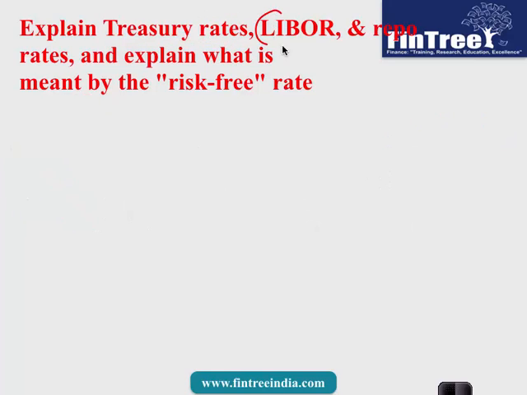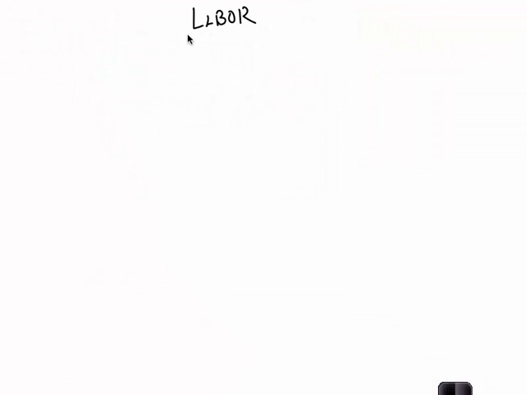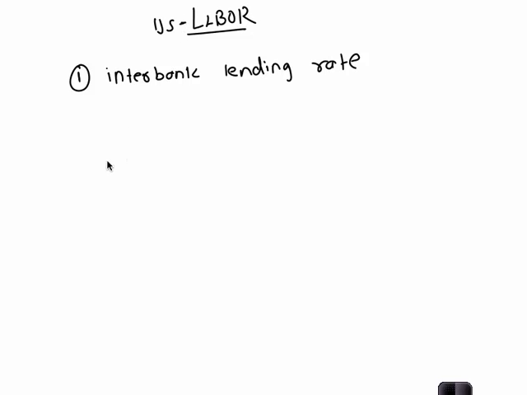What would be LIBOR? Yes, London Interbank Offered Rate. And what is this? The rates at which banks will lend to each other. So let's write a short note on this. So say LIBOR, point number 1. So it is an interbank lending rate. Okay, we are specifically referring to the US LIBOR. So it is interbank lending rate.